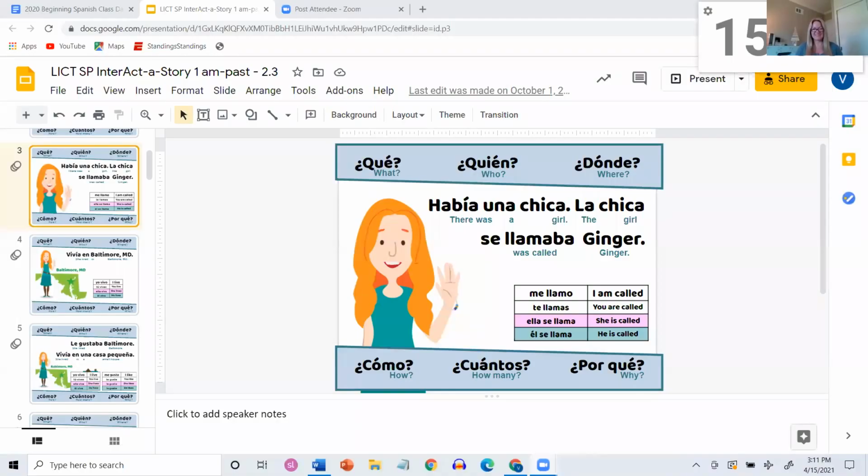Okay. Oh, good. He stopped sharing his screen. Okay. Perfect. Hola, clase. Hola. Hola. Hola. Okay, there we go. Share screen. Hola, Tessa and Ashley. My sweet. Mwah, mwah, mwah.